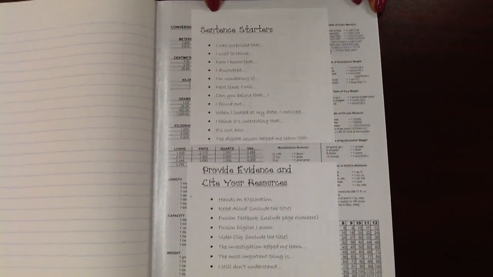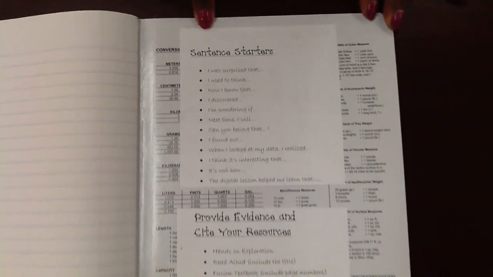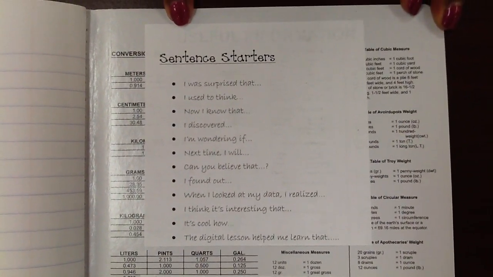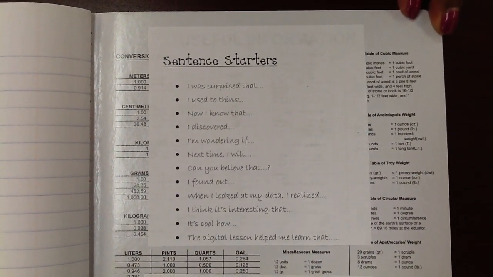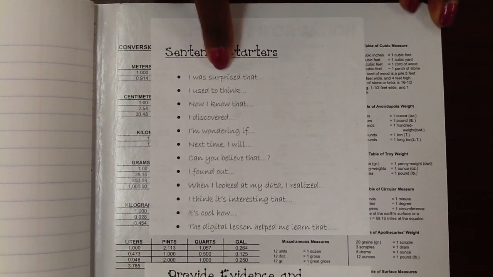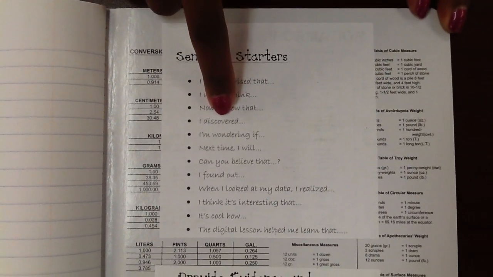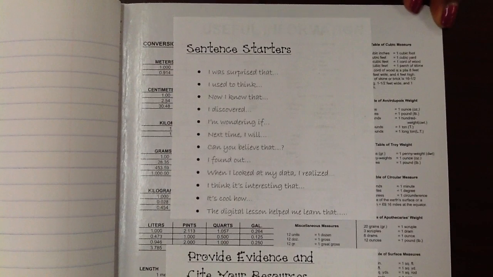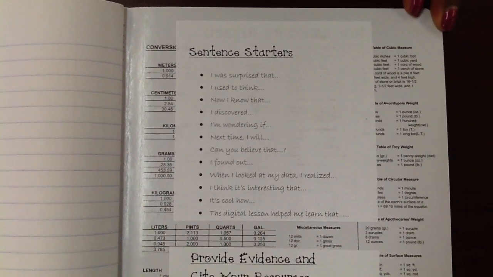So first we've got the sentence starters. The sentence starters are great because they help the kids get started if they don't know where to go with the beginning of their journal entries. So maybe they were surprised at something or they discovered something new. These sentence starters are great for science, but they're also great for any of the other content areas.